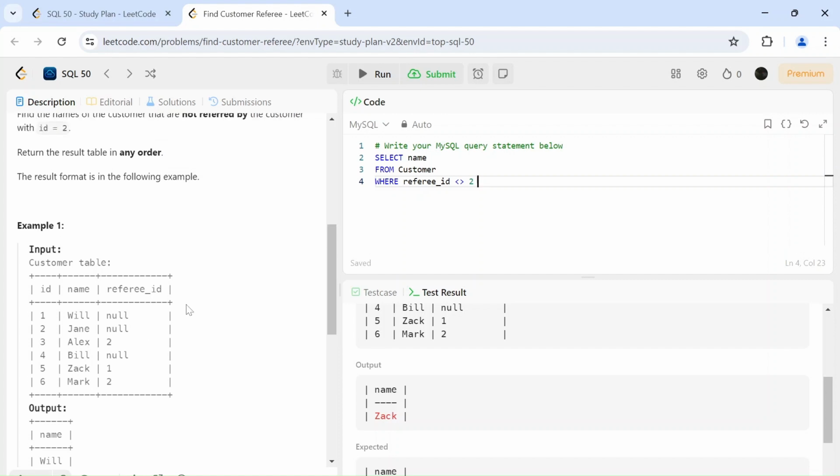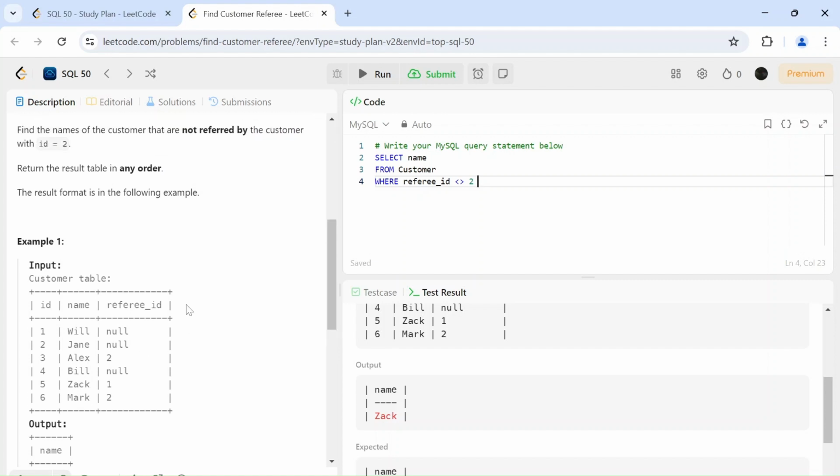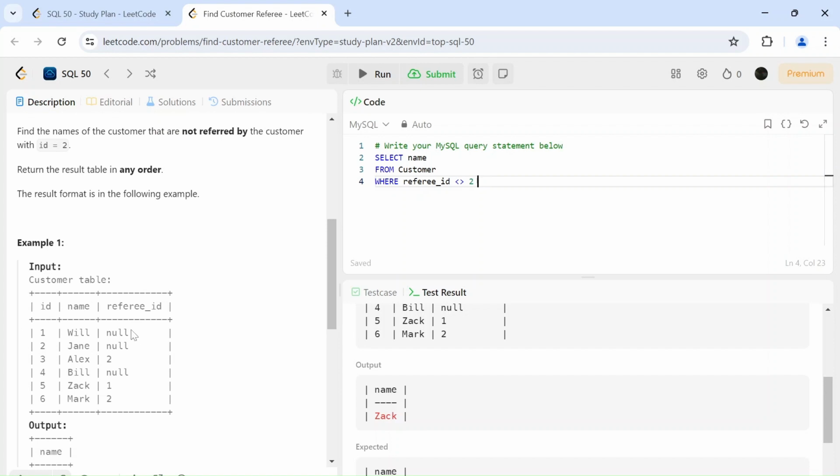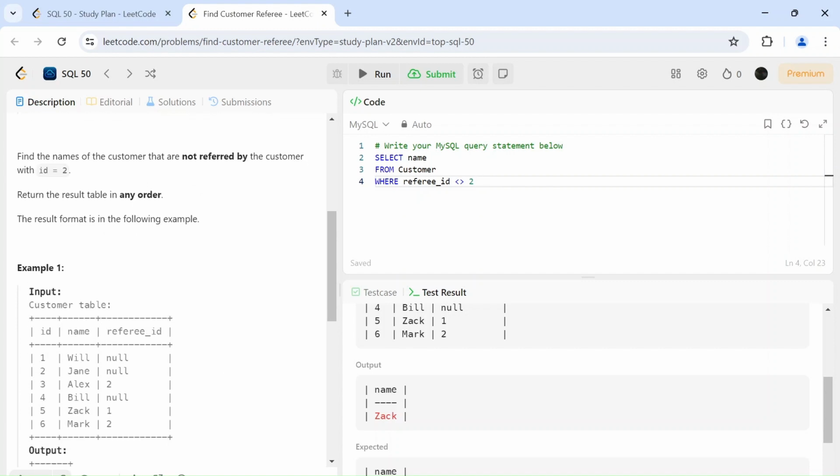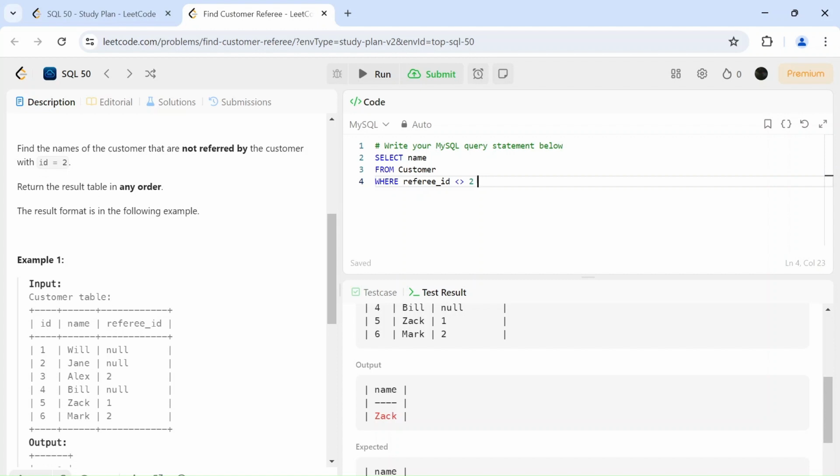Why is this? According to our business logic here, when we stored null in this customer table, we meant no one referred this customer, but how SQL treats null values is it is an ambiguous value. We don't know whether it is 1, we don't know whether it is 2, we don't know whether it is 3. So it is an unknown value for SQL. So our business logic and how SQL works is contradicting here.